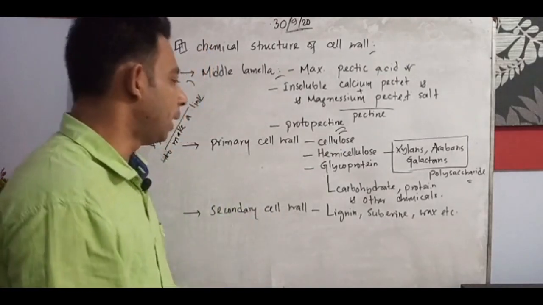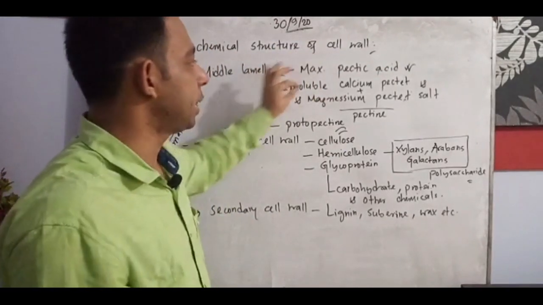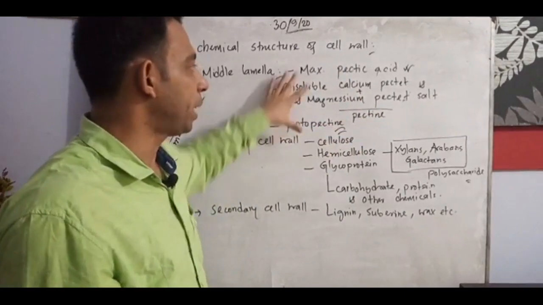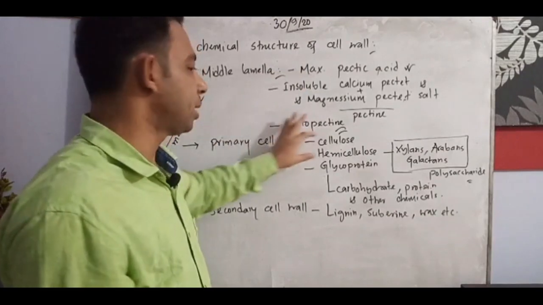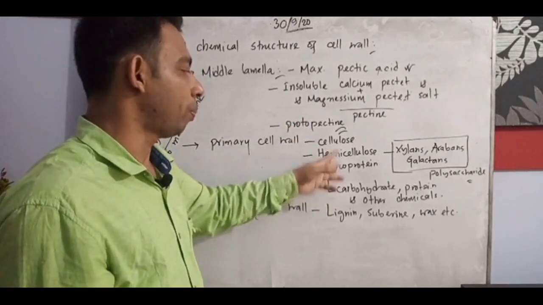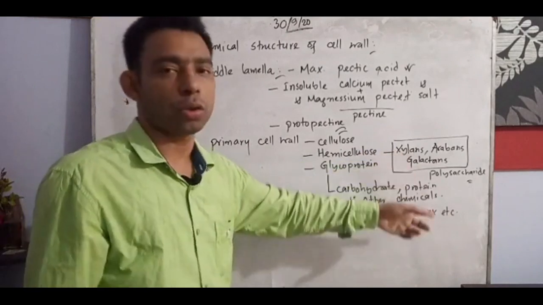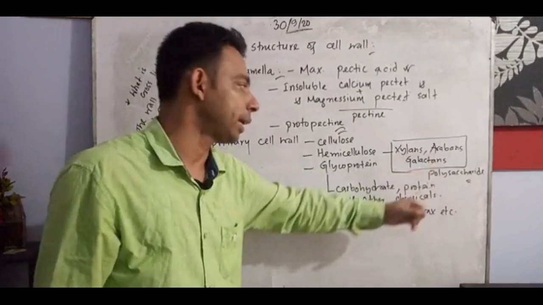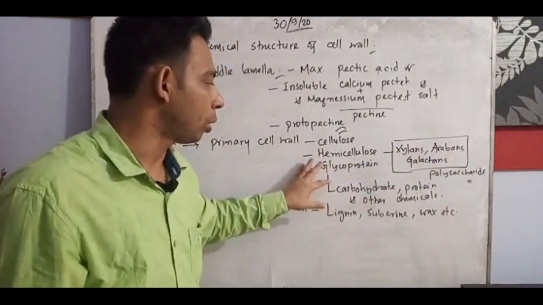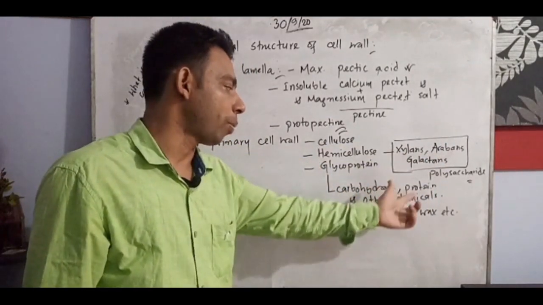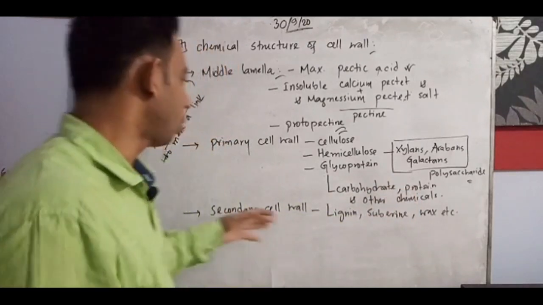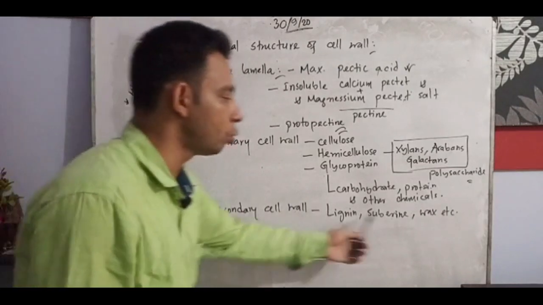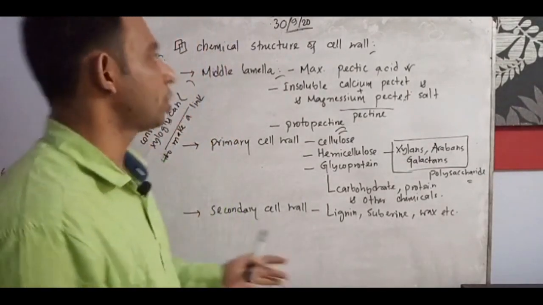Okay, and what do we write? Middle lamella: maximum pectic acid, insoluble calcium pectate, magnesium pectate, and pectin and protopectin can also be constituents. Primary cell wall: cellulose, hemicellulose, glycoprotein, and hemicellulose can also be composed of xylans, xyloglucans, arabans, galactans. These are polysaccharides, and glycoprotein consists of carbohydrate, protein and other chemicals. This is also a very important constituent of the primary cell wall. Secondary cell wall: lignin, suberin and wax. These are the common constituents of the chemical structure.